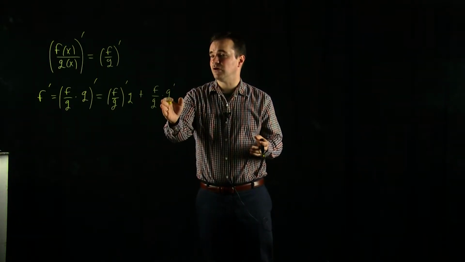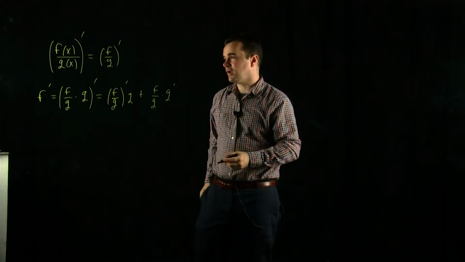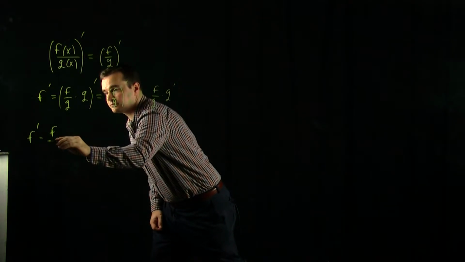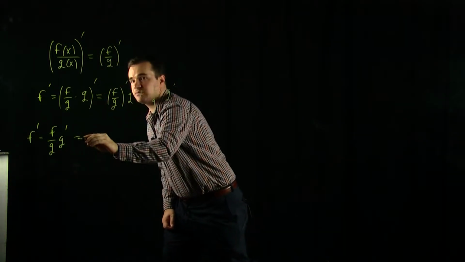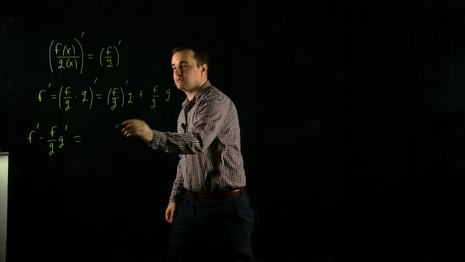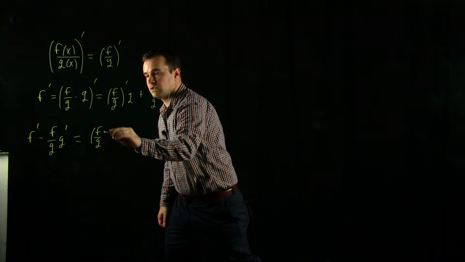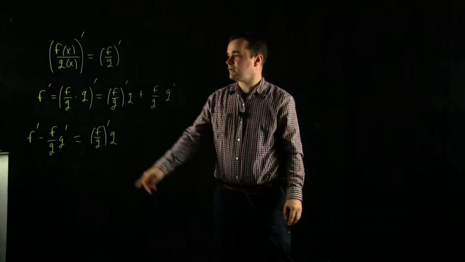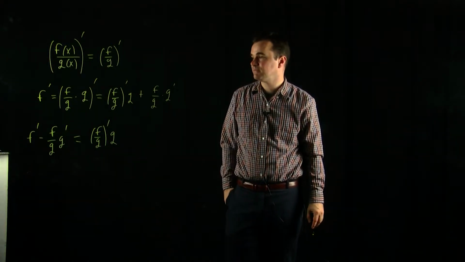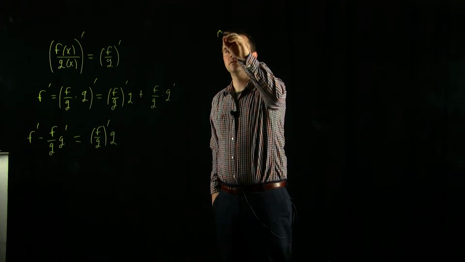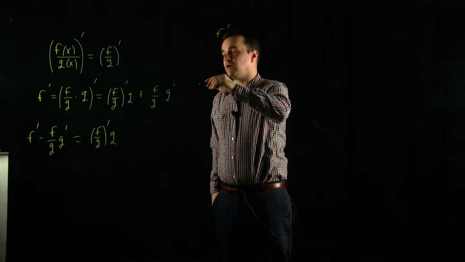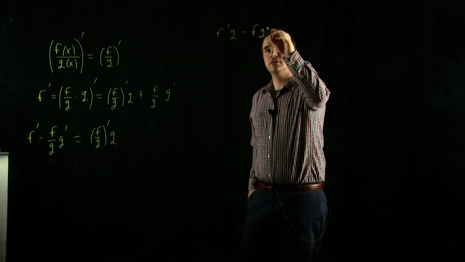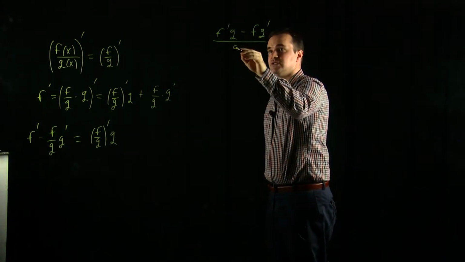So let's move f over g times g prime to the other side. I'm going to get f prime minus f over g times g prime, and that's going to be equal to f over g prime times g. And so keep reducing the algebra. What I would do here is find a common denominator for the left-hand side. That's going to give you f prime times g minus f times g prime, divided by g.